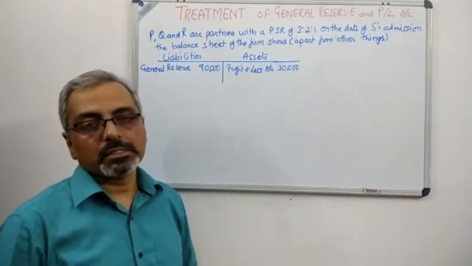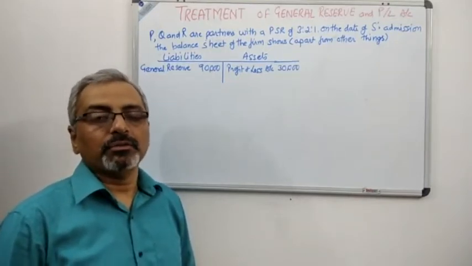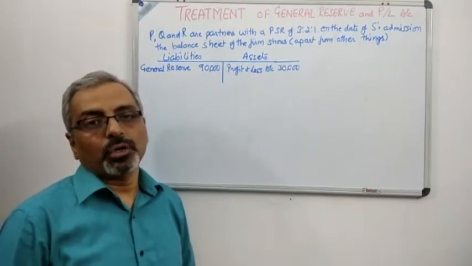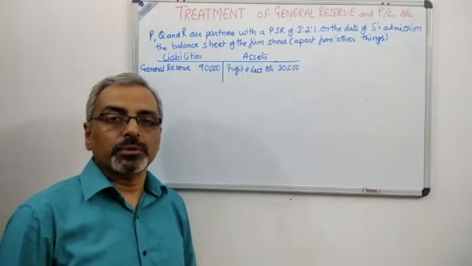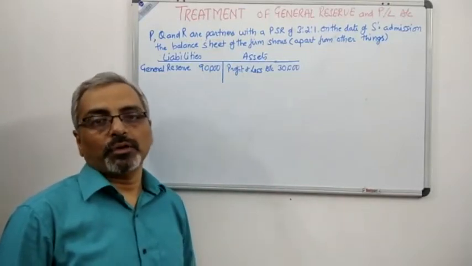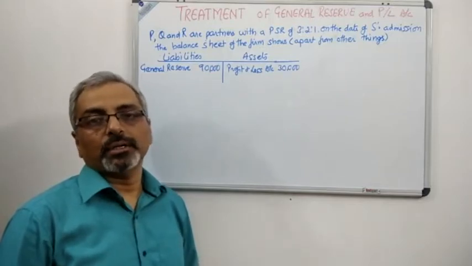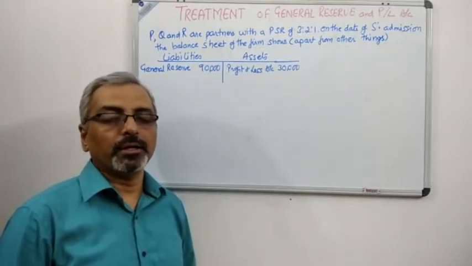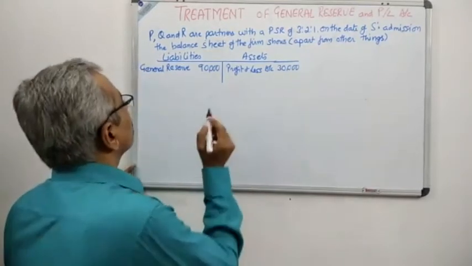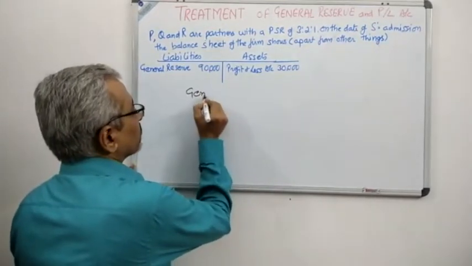Let's get started and see what are the two journal entries. Please see the PSR is 3:2:1 and the amount given for general reserve is 90,000, which will be distributed in 3:2:1, and the amount given for the profit and loss, that is the loss accumulated, is 30,000, which will also be divided in the ratio of 3:2:1.